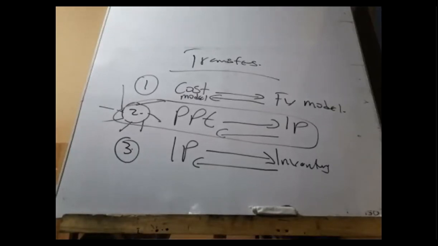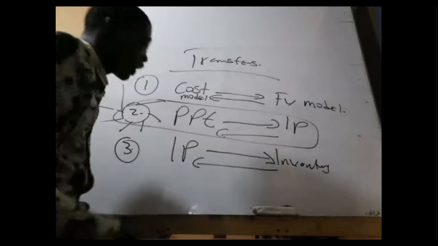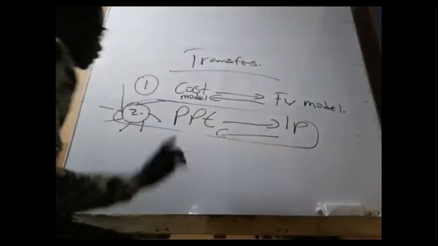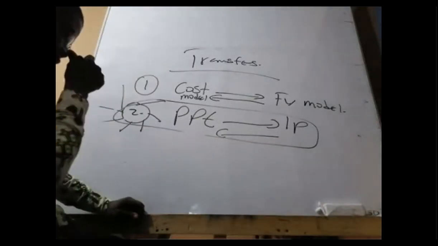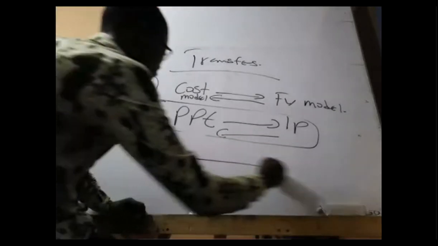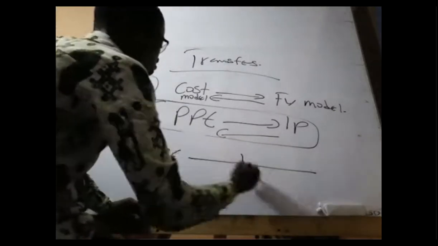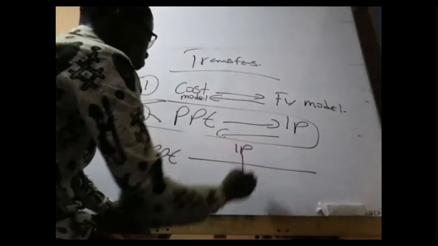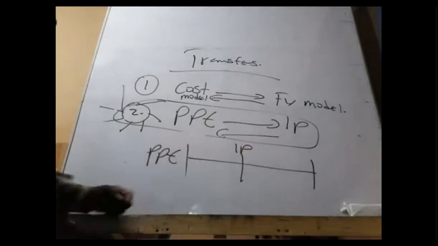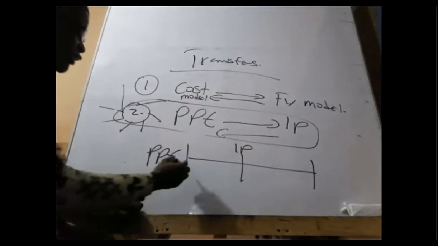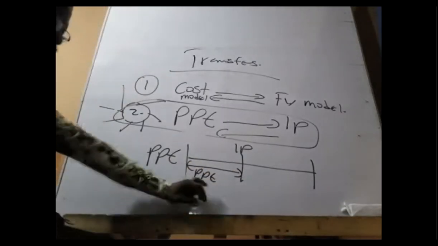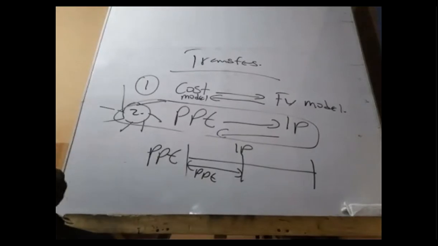Now, before I start with the question solving, a simple note. Most often it will be like this. It will be PPE, and then you transfer, let's say here, to IP, investment property, and this is the year end. This is the starting point of the year. So from here to here, the property was PPE, take note, so depreciate it according to the policy of the entity.